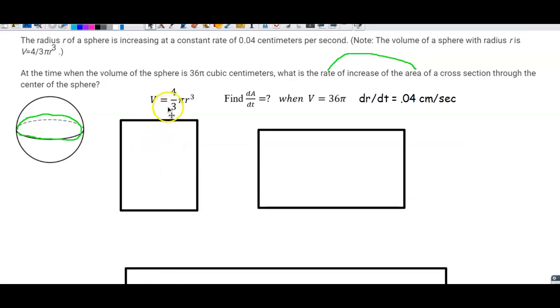I recorded the formula for the volume of a sphere again. I recorded that they wanted me to find the area rate, dA dt, when the volume is equal to 36 pi, and they also told me again that dr dt is 0.04 centimeters per second.